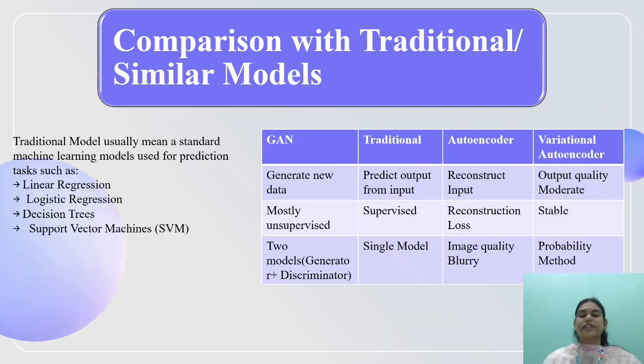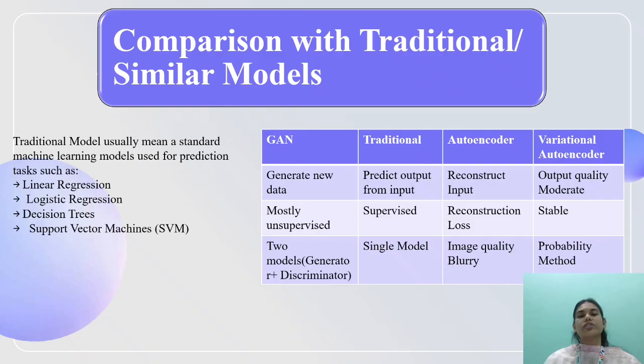Now, the comparison with traditional and single model. GAN has created new data. It works mostly unsupervised, and it has two models, generator and discriminator. Traditional model creates output from input and it works supervised. It uses one single model.